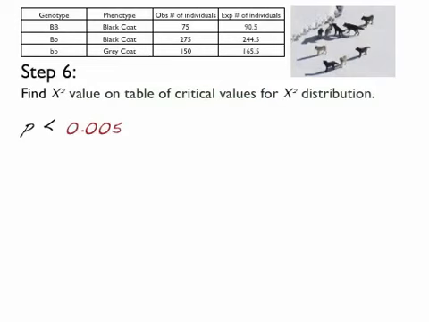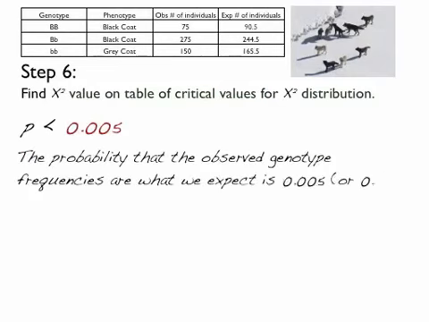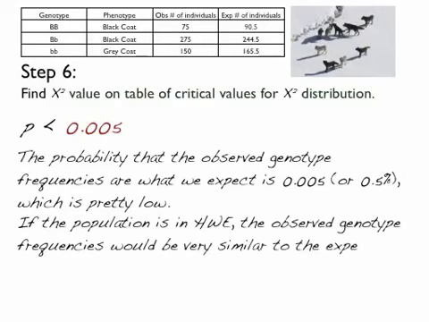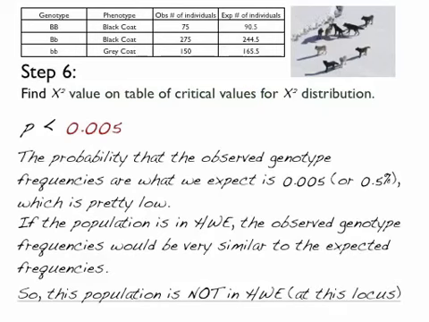So what exactly does this mean? This means that the probability that the observed genotype frequencies are what we expect is 0.005 or 0.5%, and that's pretty low. If the population was in Hardy-Weinberg equilibrium, the observed genotype frequencies would be very similar to the expected frequencies. In this case, it's very unlikely. So we can say that this population is not in Hardy-Weinberg equilibrium, at this locus anyway, because that's the data we've been presented with.